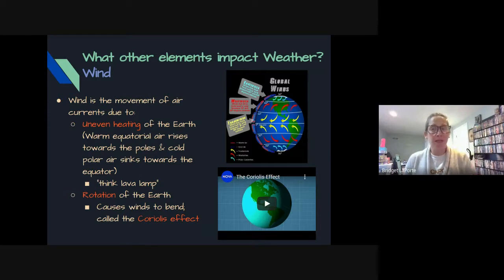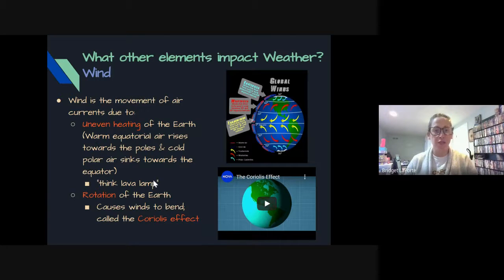Same thing happens on our planet, all right? So what happens is the cooler air that is near the poles is going to sink towards the equator, and the warmer air that is heated at the equator, getting the most direct sunlight, is going to rise and go closer to the poles. So you end up having this kind of cyclical movement of air.